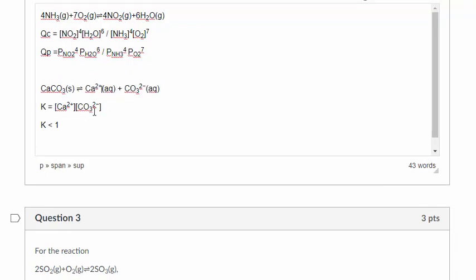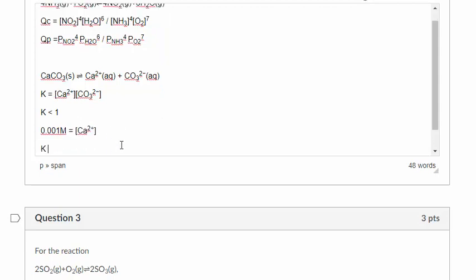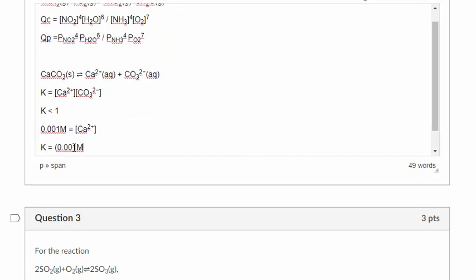So the K is much less than 1. So we know we have some small amount of our stuff. So let's just say we take this small amount and we set that equal to the concentration of our calcium. So if we have that, then our K value is going to be this value times itself, and that's going to be a much smaller number. So you see, it's a very small value.